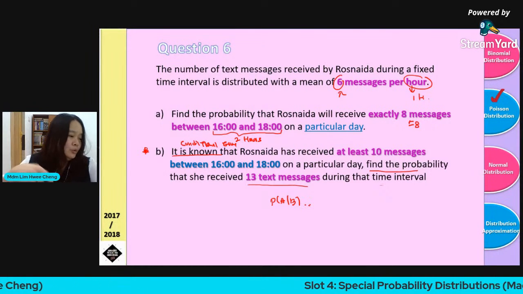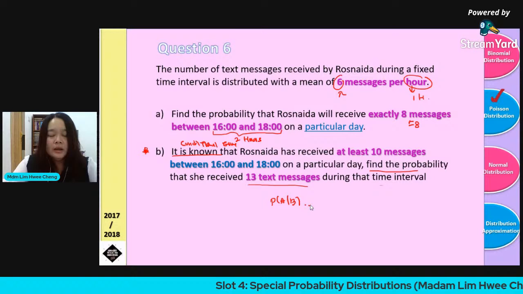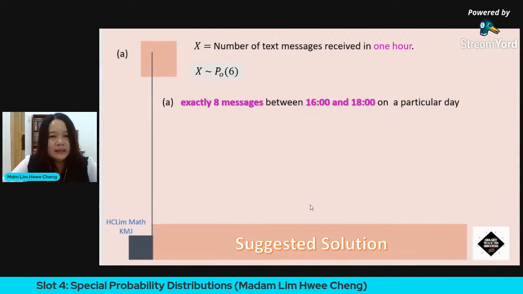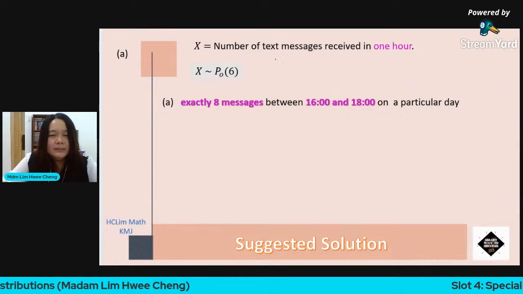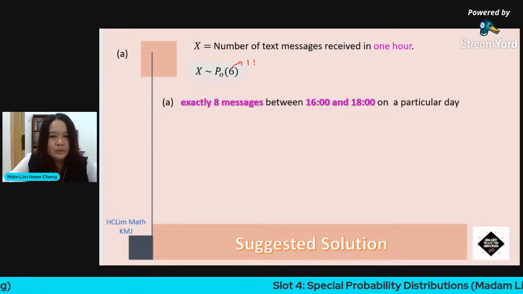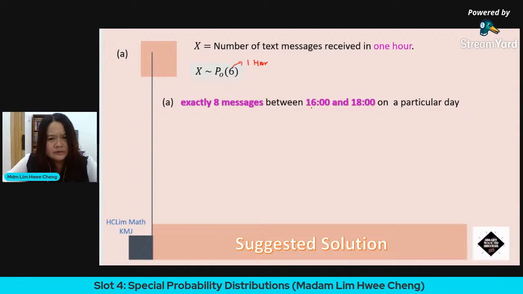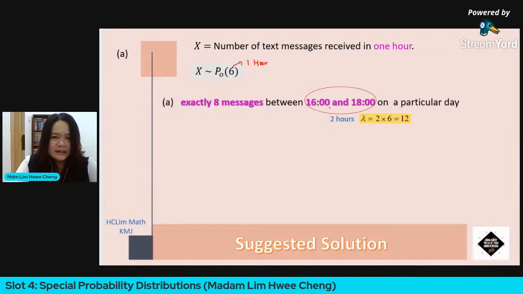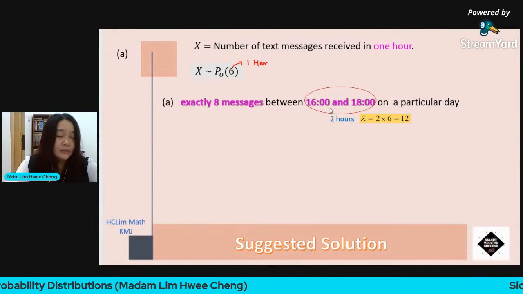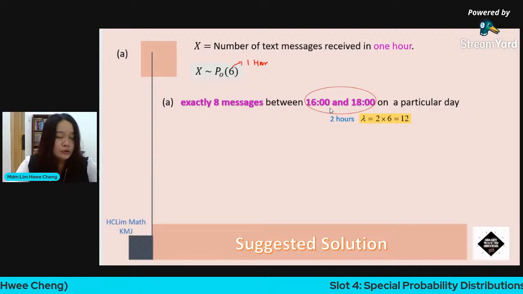Okay, we do one by one first. Okay, so if we look at the first question, okay, so basically original dia punya is given number of text messages ni lambda ni adalah 6. Ini for 1 hour. So bila kita baca kat sini tadi saya cakap dia adalah 2 hours. That's why dia punya lambda change to 12. 2 times 6. So you will get a 12 here.